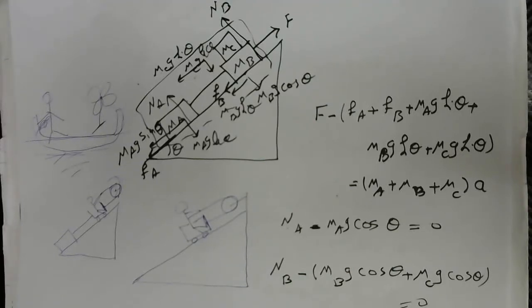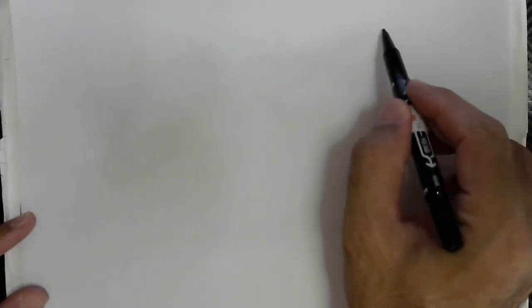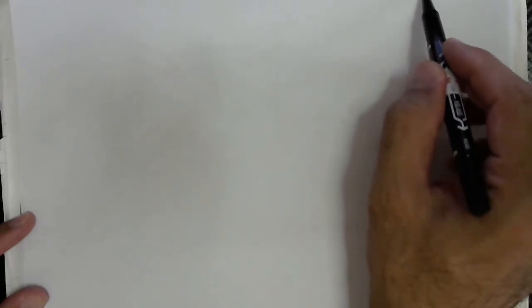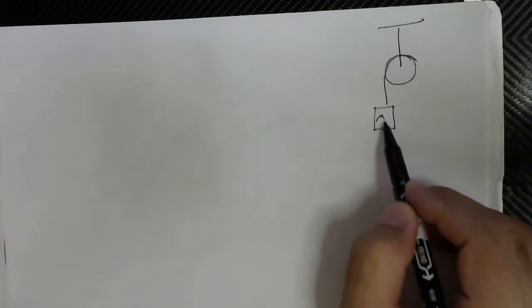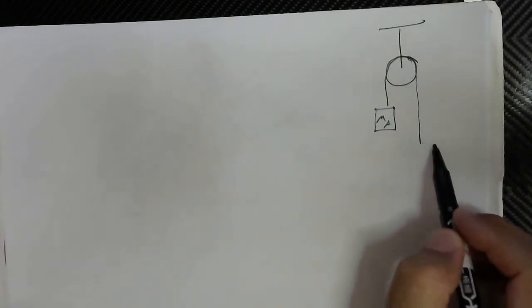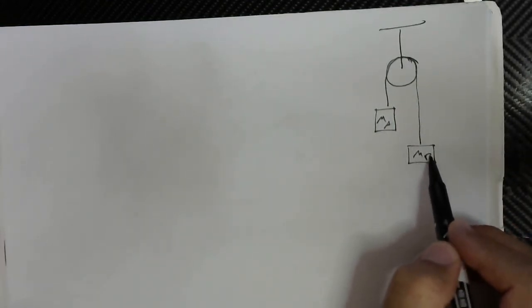So what about if we add a pulley into the system? And we know what a pulley does. Basically, it's just transferring the force from one direction to another direction. So if you have, let's say, a system like this, and there's a pulley here, and there's a mass MA, and there's another mass MB.